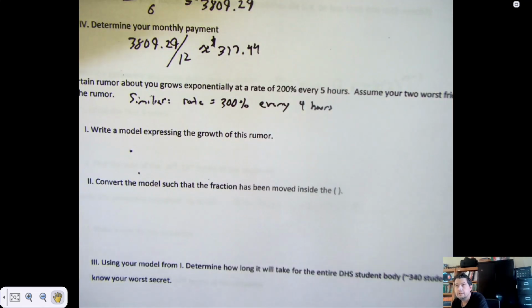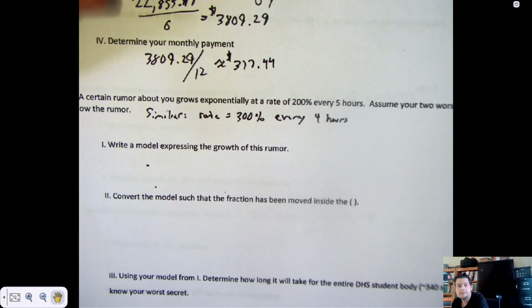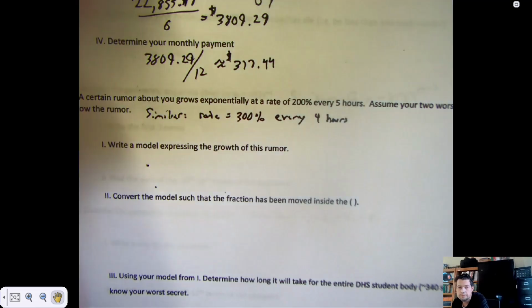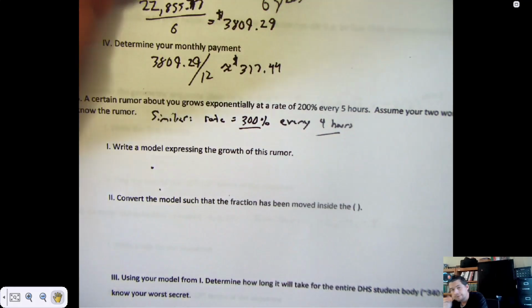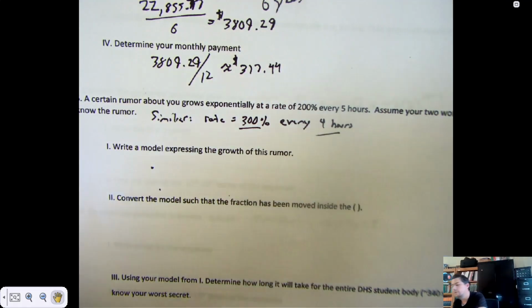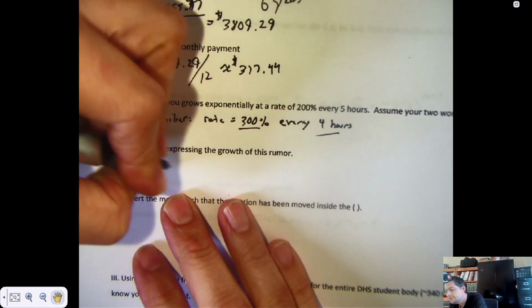Let's do 5 and then I'll get out of here. 5 is about a certain rumor. It says a certain rumor about you grows exponentially at a rate of 200% every 5 hours. Assume your 2 worst friends currently know the rumor. Similar is 300 every 4. So this is growing. Therefore, I need to be using the formula for exponential growth.